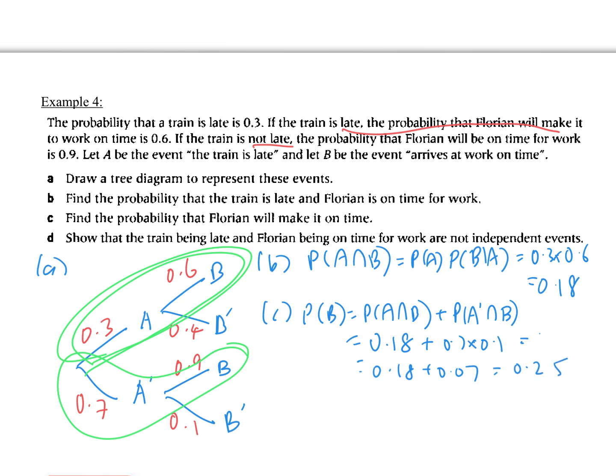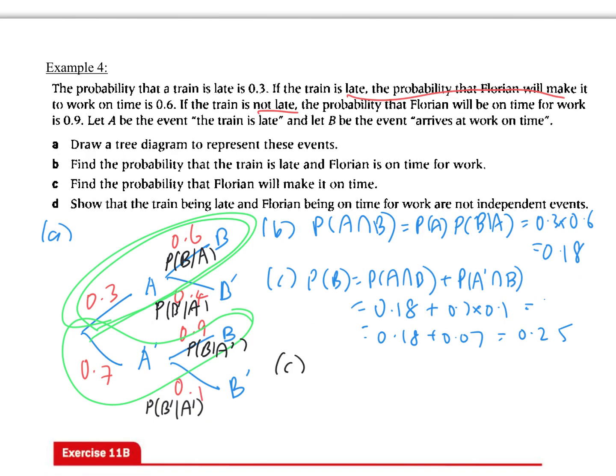With regards to using the notation, this is actually P of B given A, this is P of B complement given A, 0.9 is P of B given A complement, and this is probability of B complement given A complement.